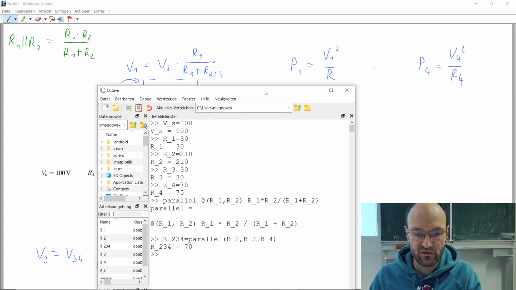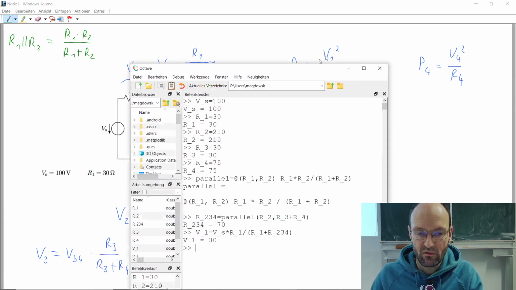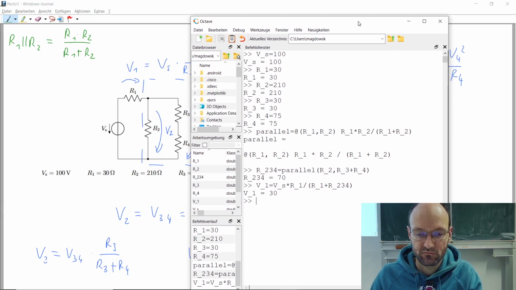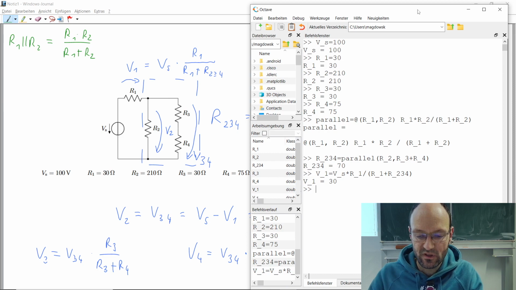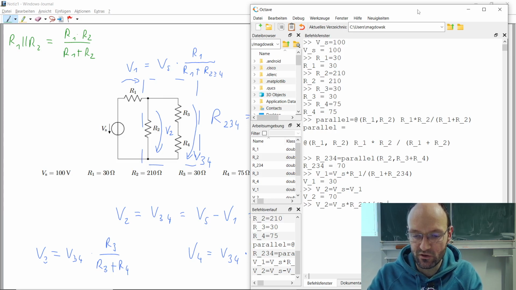And with this, then we can calculate V1. This is the source voltage multiplied with this voltage divider, R1 divided by R1 plus this R234. Okay, we get 30 volts. Then we could calculate V2 by saying this is V source minus V1, and we should get 70, and we get 70.